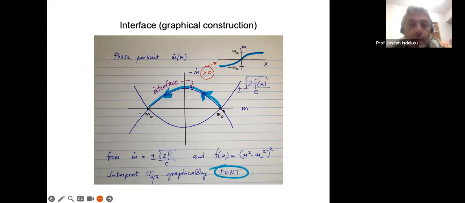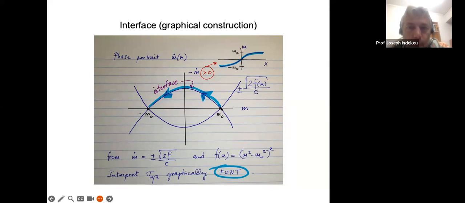function must lie somewhere on these curves. Now, these curves represent possible trajectories, possible variations of m dot versus m. And if we choose minus m dot on this axis, which could be a useful convention, it has the advantage that we can then discuss the interface in the upper half space of this phase portrait. Because if minus m dot is positive, we are in the upper half plane, and then m dot is actually negative.